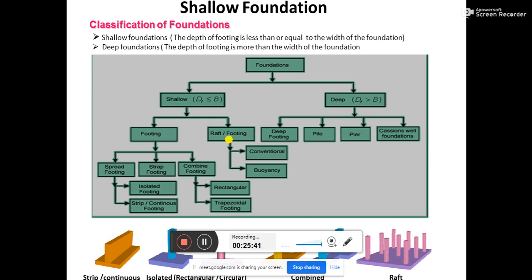If the depth of the foundation or footing is less than or equal to the width of the foundation, then the foundation will be called a shallow foundation. That means if the depth of the foundation is Df and the breadth of the foundation is B, then if Df is less than or equal to B, we always call that kind of foundation a shallow foundation.